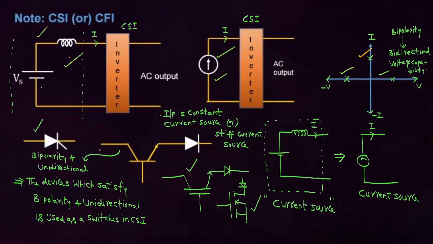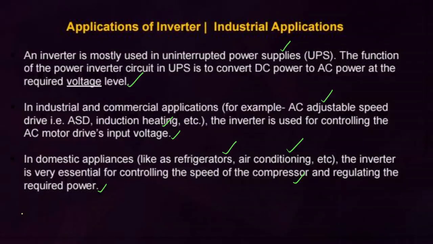Then, very important, the questions ask which of the following devices are used for VSI, and which of the following devices are used for CSI. If that type of question is asked for given devices, you have to draw the ideal characteristics. The devices which satisfy bidirectional capability are used for VSI. The devices which satisfy bipolarity capability are used for CSI. Like that you have to identify.